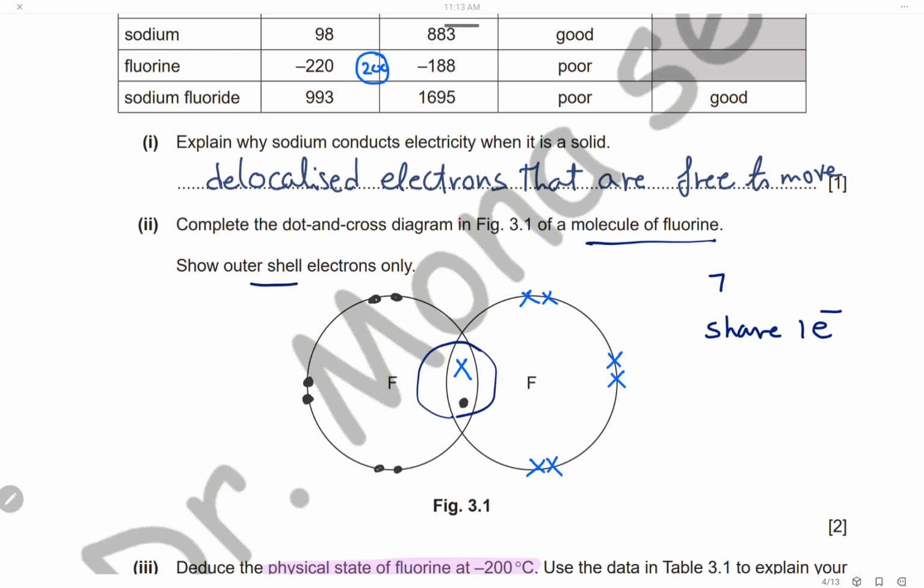So we have a pair of electrons shared between the 2 fluorine atoms, and each fluorine atom has 3 lone pairs or 6 outer shell electrons. Here we have the dot and cross diagram for the covalent bond in the fluorine molecule.